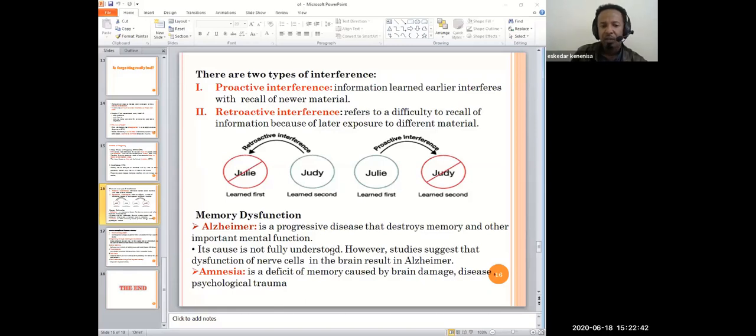The other thing is amnesia, a deficit of memory caused by brain damage, disease, or psychological trauma. What we call amnesia is, for instance, when you face a big problem or a puncture in your head, in your brain. From that day onwards, your brain won't function well.